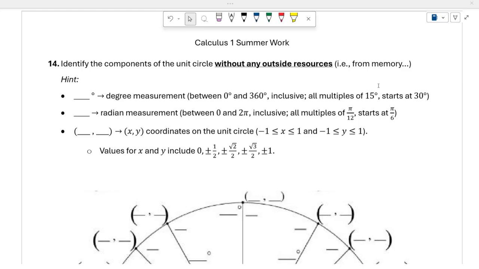Question number 14 deals with everyone's favorite thing, the unit circle. So the question says, identify the components of the unit circle without any outside resources, which means from memory.